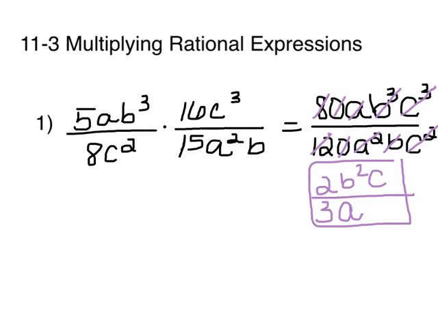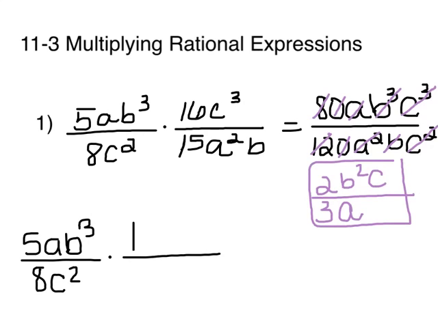A second way of doing this problem. Remember that when multiplying fractions, we can always reduce first. So if we take our original problem and we reduce this first, 16c to the third, 15a squared b. We're going to reduce this first.